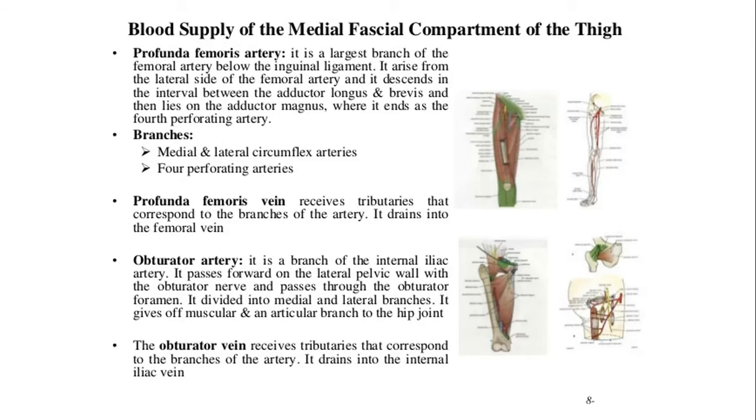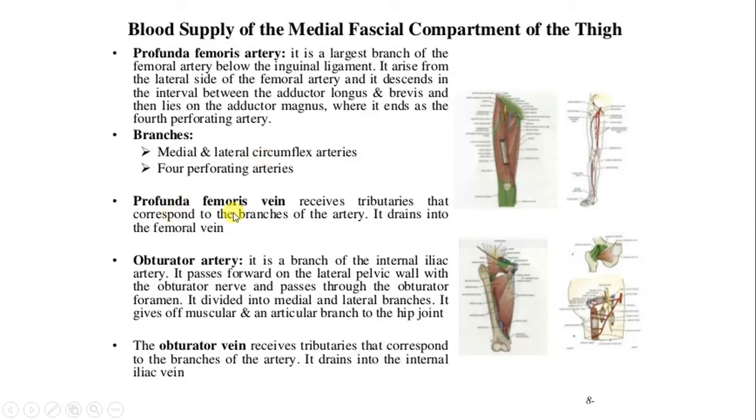and then descends in the interval between the adductor longus and brevis and lies on the adductor magnus, where it ends as the fourth perforating artery. So the main artery is the profunda femoris artery, which is the largest one here. You can open the diagram and appreciate this profunda femoris artery. Its branches will be the medial and lateral circumflex arteries and four perforating arteries. This is very important to understand, and to look at the diagrams which show it. I will show the other diagrams onward.